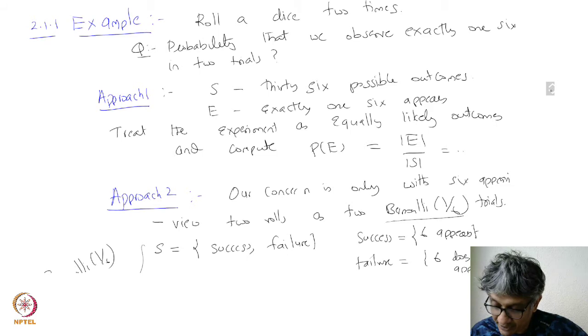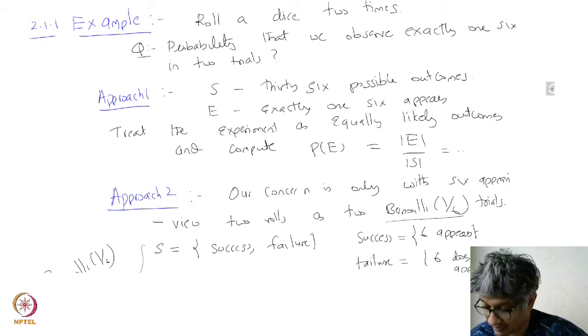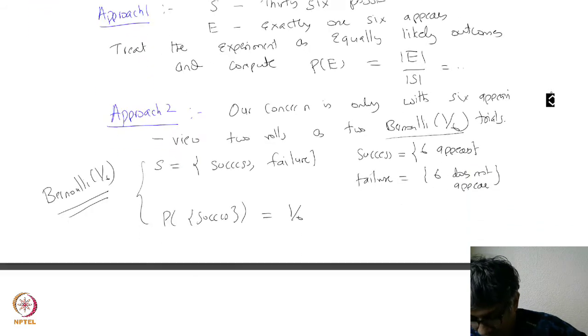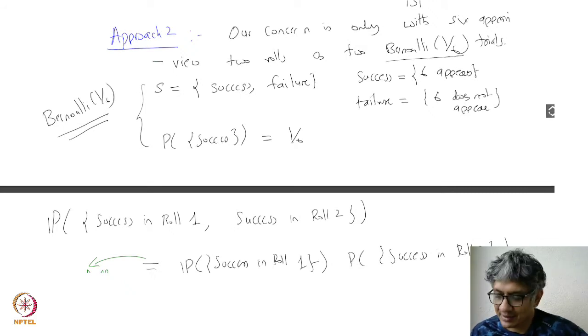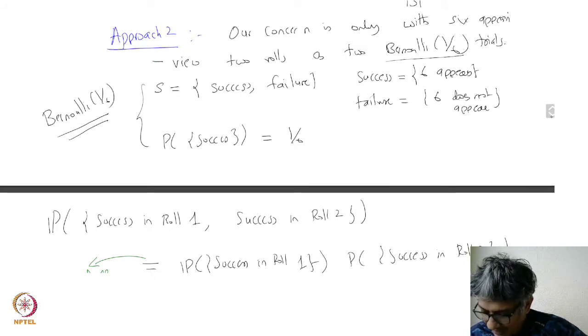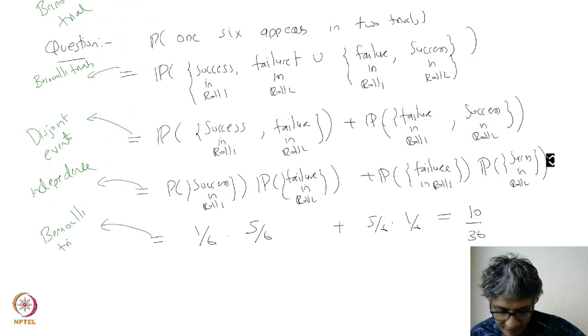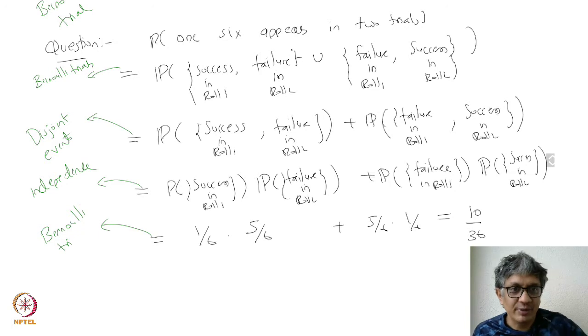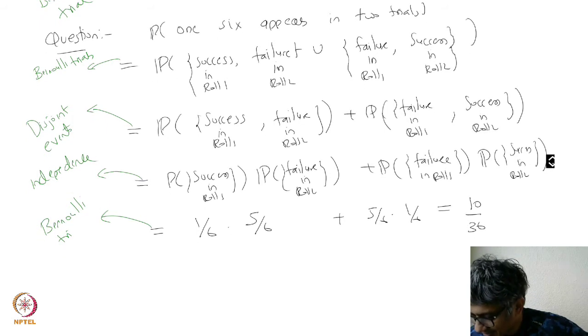But we know that this has pitfalls, because if we do this n times, we can't possibly write down all the outcomes of E. It's very hard to write down and count them. So we said that, since we only consider the 6, we can set this up as a Bernoulli experiment and perform the calculations. We wanted to find out when a 6 appears in 2 trials. That was the same as success, failure, or failure, success. We used disjoint events, independence and Bernoulli to understand the answer.